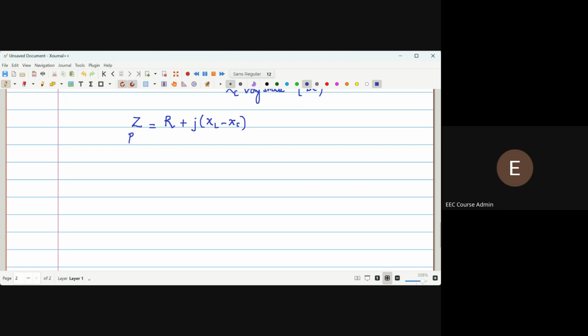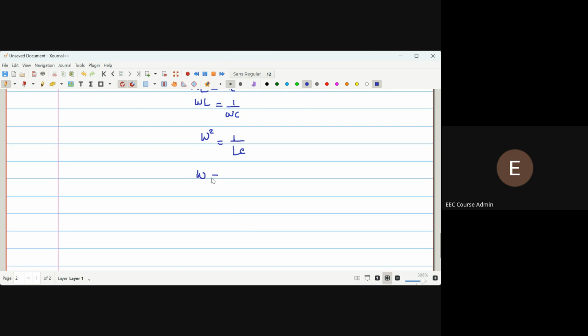Then we have seen the resonance condition, series resonance condition. What is that? XL equal to XC. So omega L equals 1 by omega C. So omega squared equals 1 by LC, or omega is 1 by root LC. In hertz it is 1 by 2 pi root LC. This is the resonant frequency in radians per second, and this is the resonant frequency in hertz.